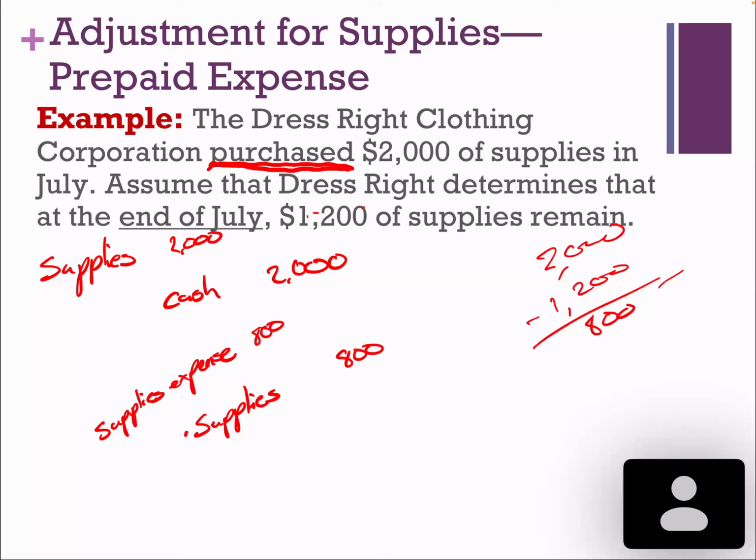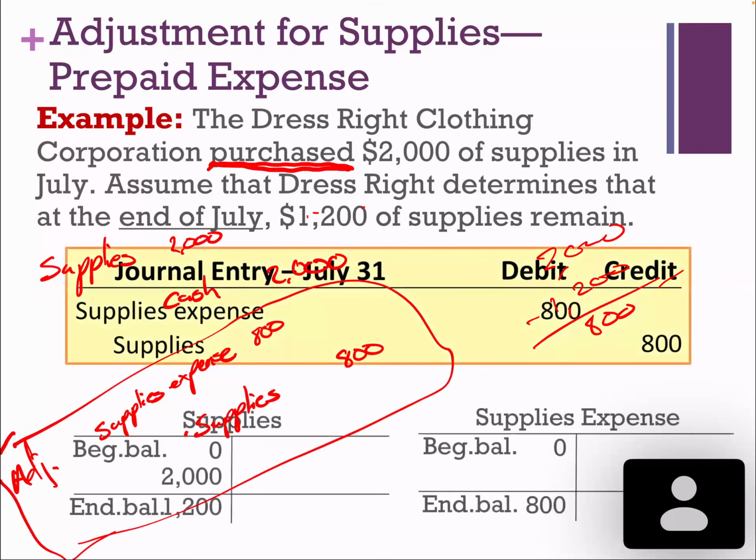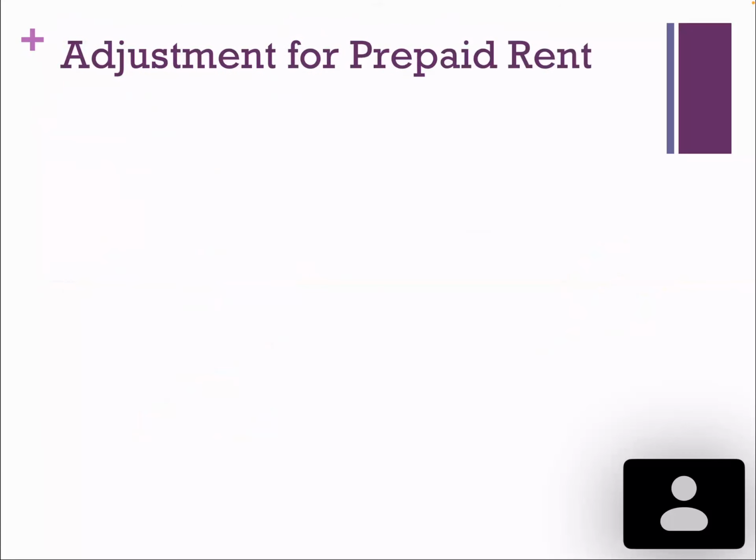Okay, we've used up supplies. This is the adjusting entry here. This is what you're required to do on the test. So make sure you can do all of that. And there it is. You can look at the T accounts too. Don't worry about the T accounts for the test.